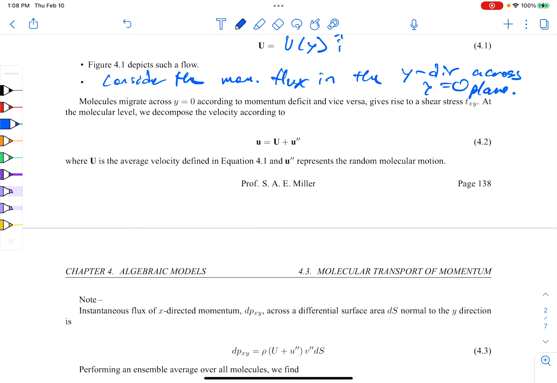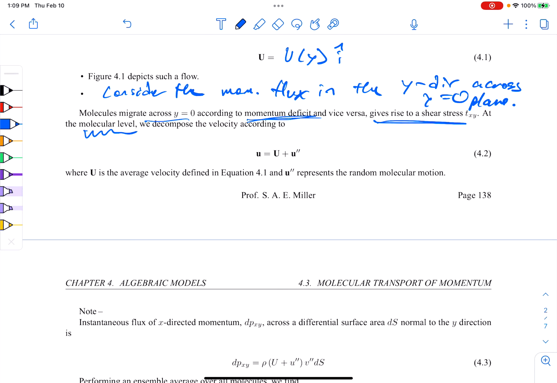As I noted, these molecules migrate across y, and there's going to be some momentum deficit, much like the momentum deficit that we looked at last class in the outer layer of the boundary layer. And this is what is viewed as giving the shear stress. So if you look at the momentum equation of the Navier-Stokes equations, that momentum transfer in the y direction should be balanced by the shear stress in a steady, statistically stationary flow. And that's a continuum hypothesis. And you would draw an analogy with, at the molecular level, this same type of flow.